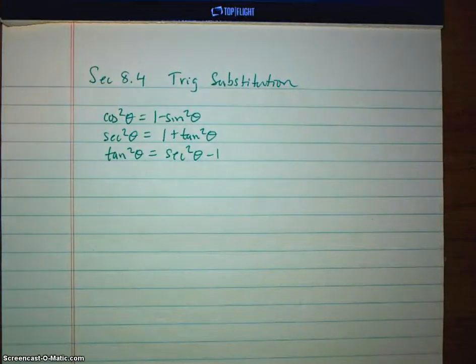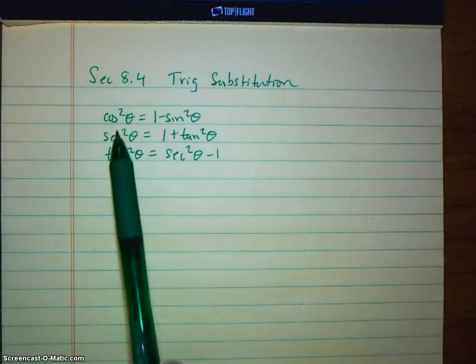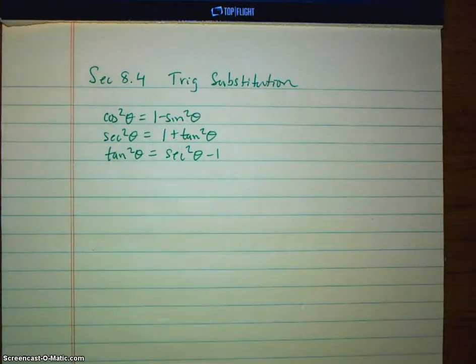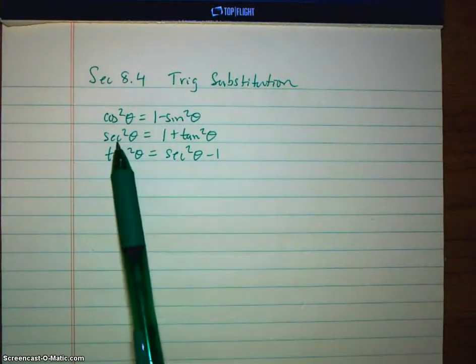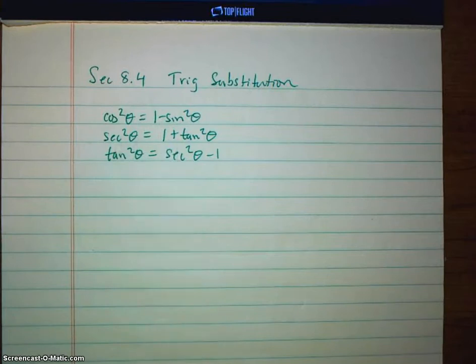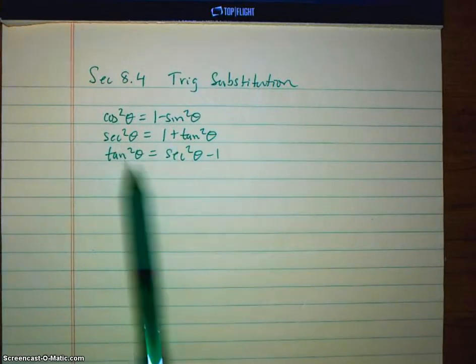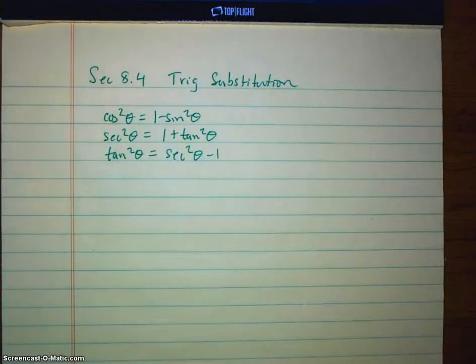Section 8.4, trig substitution. This is similar to u substitution, but as you can imagine, we're going to be using trig functions. The whole key to this section is our Pythagorean identity, and we're going to use it in these three forms. Cosine squared is 1 minus sine squared. Secant squared is 1 plus tangent squared, and tangent squared is secant squared minus 1.